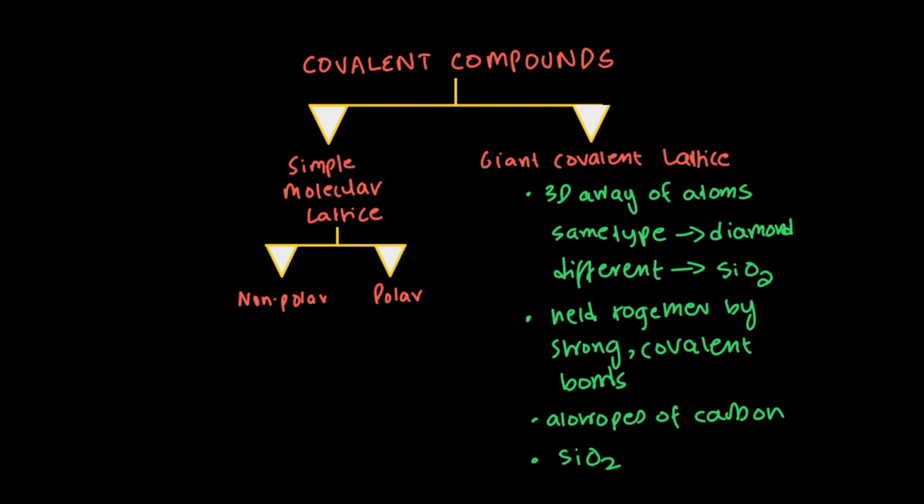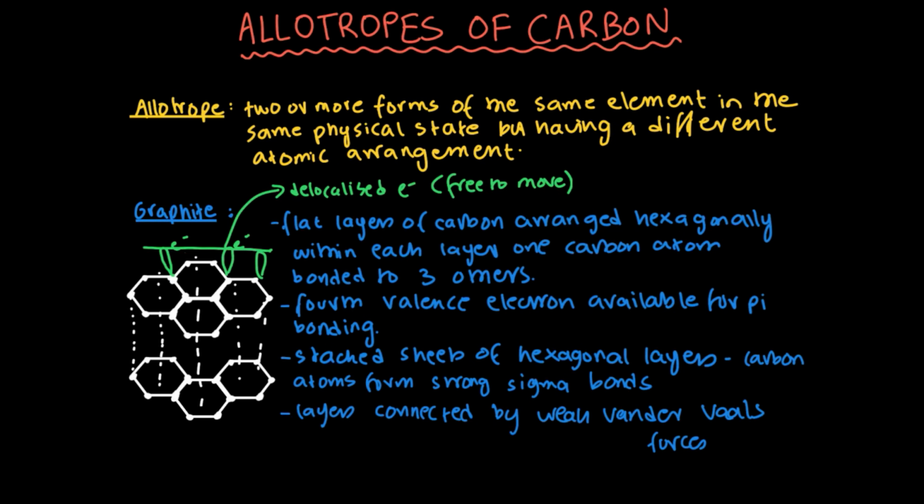The next thing that we're going to be talking about is the different allotropes of carbon. And then we're also going to be discussing the structure of silicon dioxide in detail. So first, the allotropes of carbon. But before we do that, we're going to define the term allotrope. An allotrope is two or more forms of the same element.